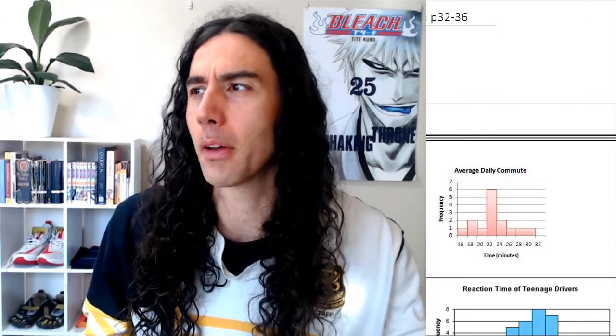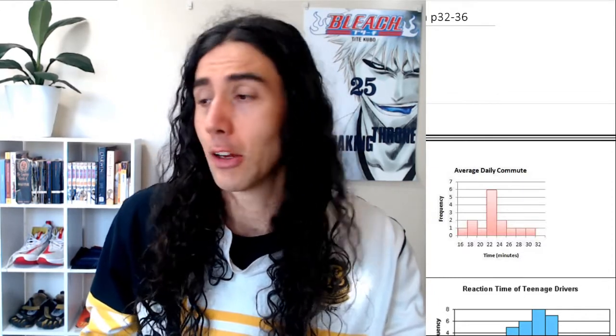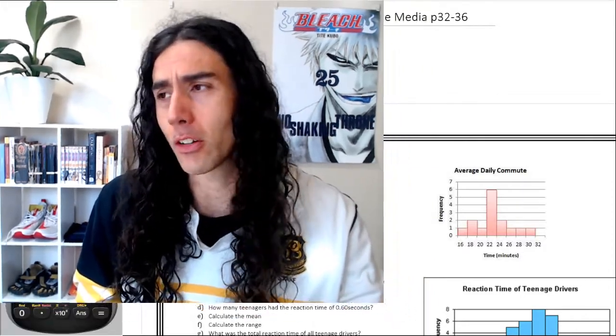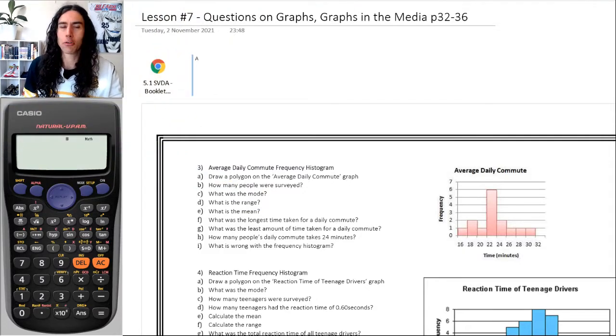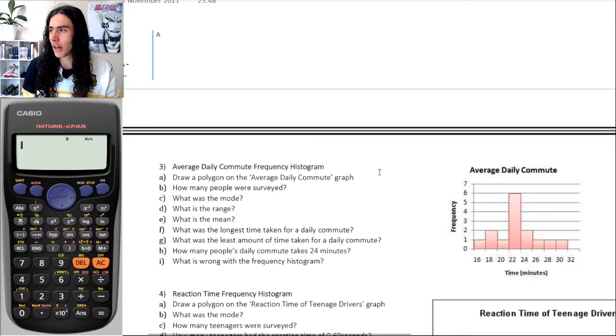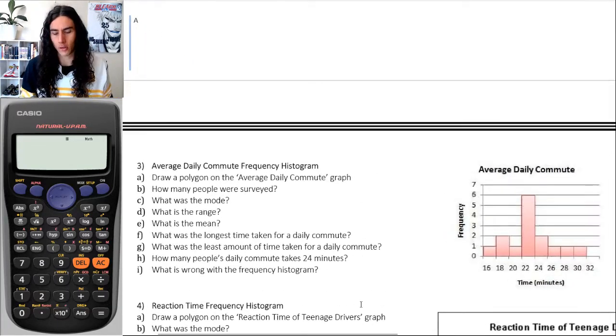Just doing a few more questions on graphs, answering questions. We're not drawing them. And then you're moving on to graphs in the media. But if you're in class, I'm going to let Mr. Smith do that one for you. So I'm going to zoom in a little bit more. We've got a histogram here on the side and a bunch of questions to do for it.